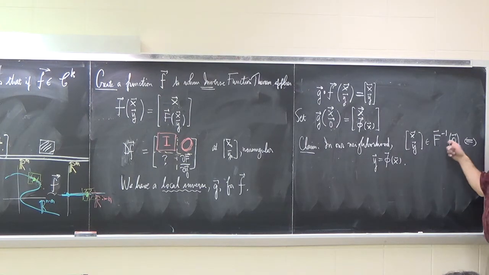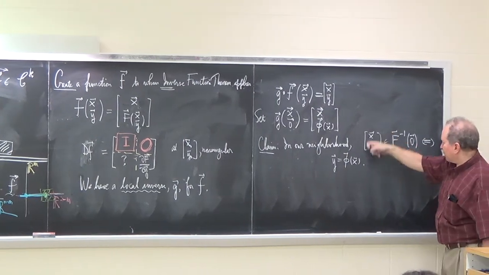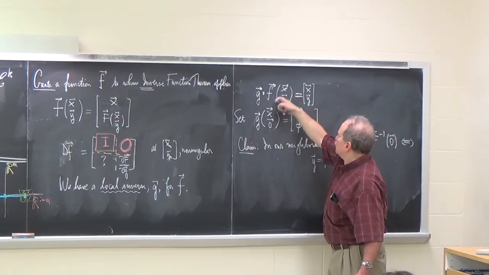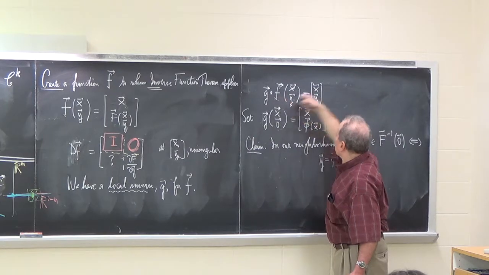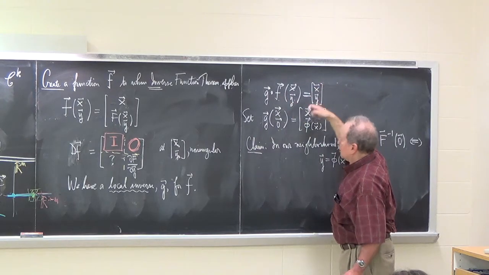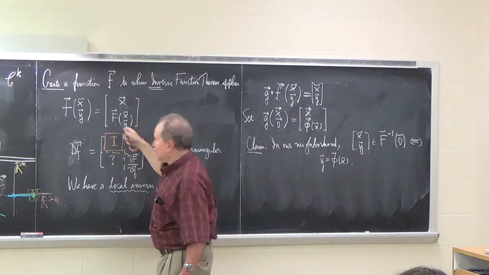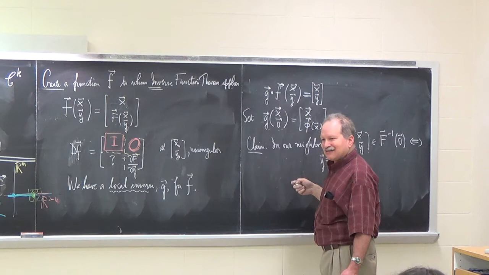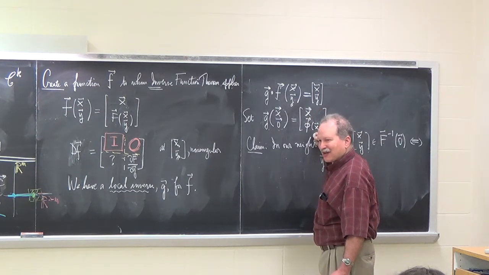Well, look, if I'm in F inverse of 0, that means capital F of this is 0. That means when I plug xy into little f, I get x0. And then if I do g of that, I go back to where I started, which was a point xy where f of xy was 0.